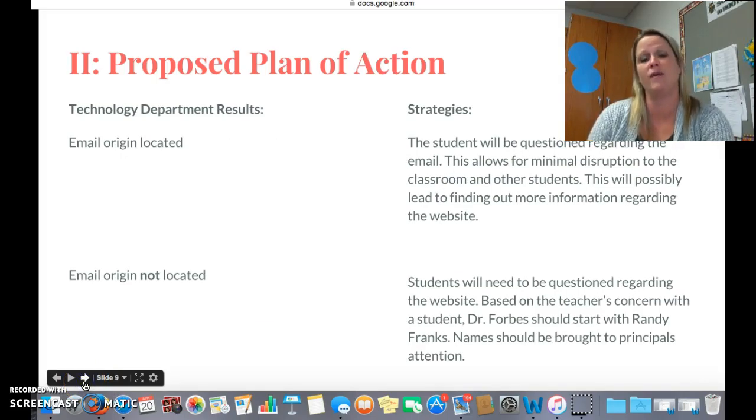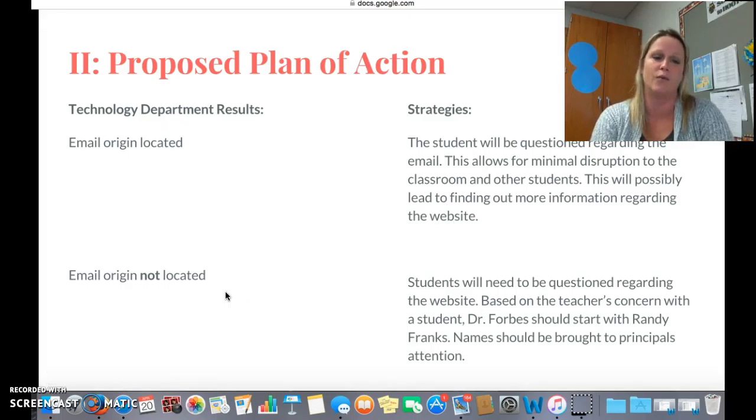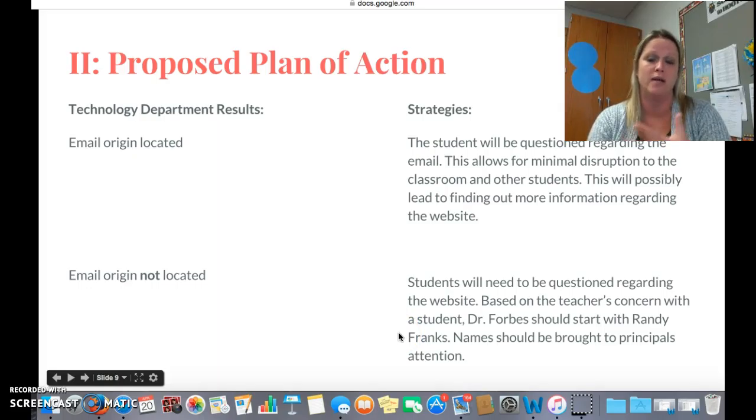Find out the email. If we find out where the email came from, the student will be questioned regarding the email. This allows for minimal disruption in the classroom and to other students. This will possibly lead to finding out more information regarding the website. So if we find out that the email was generated at school and we were able to track that back, then we have a good starting point. If it's not, I think other students need to be questioned within the classroom. Based on the teacher's concern with the student, I would start with Randy and maybe other names.